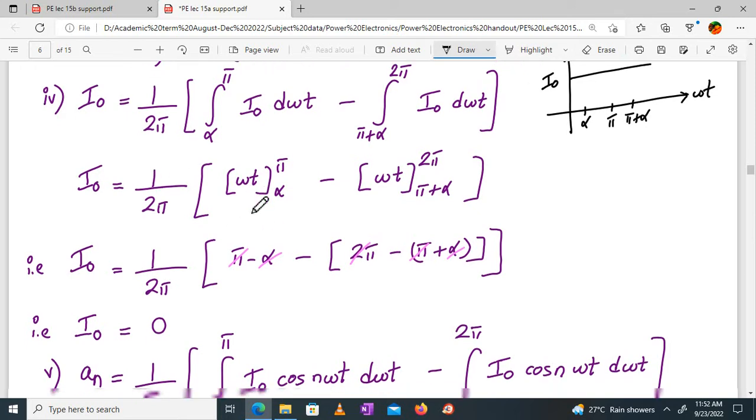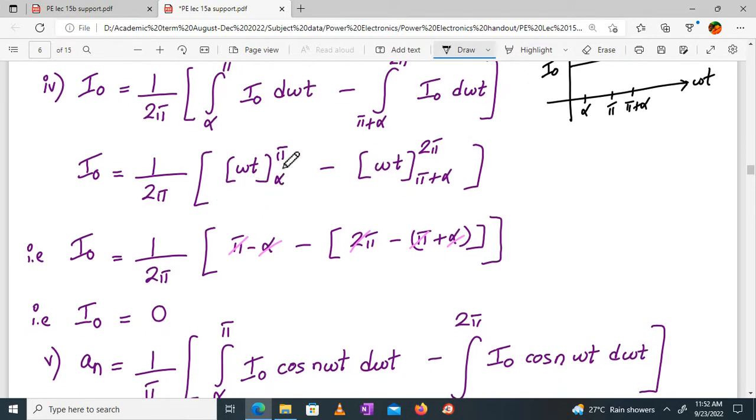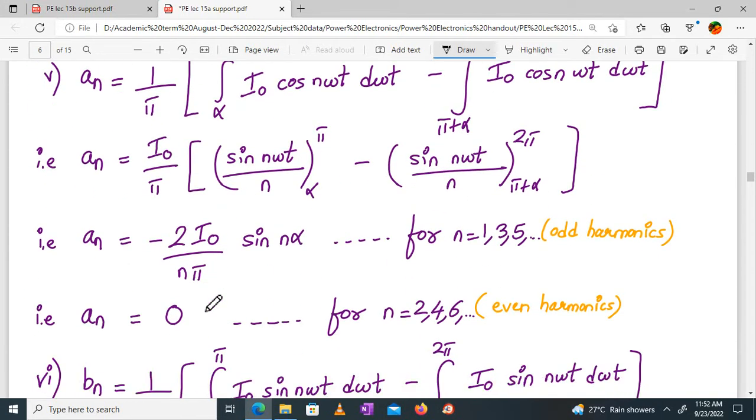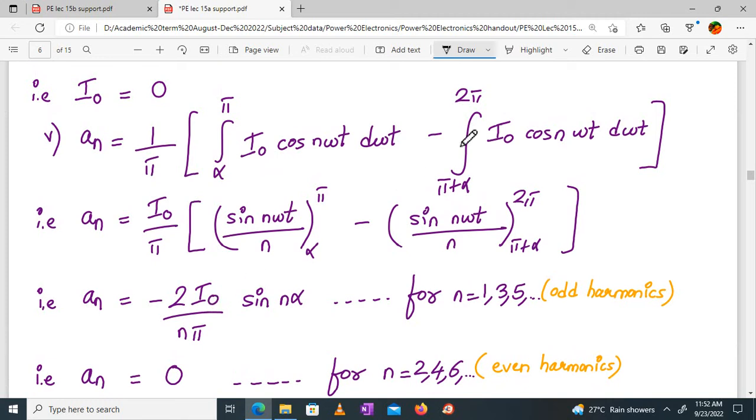Anyways, so here this will be omega t from alpha to pi and this will be pi plus alpha to 2 pi. If you see carefully, all the terms are cancelling out. That means my I0 becomes 0. So that's why that constant average value was A0 in the previous case, and here it is I0 is 0. Constant value. Fine. Then an also can be defined in the same period, and this derivation is not there for you all. Write down I0 is equal to 0 in that harmonic expression.